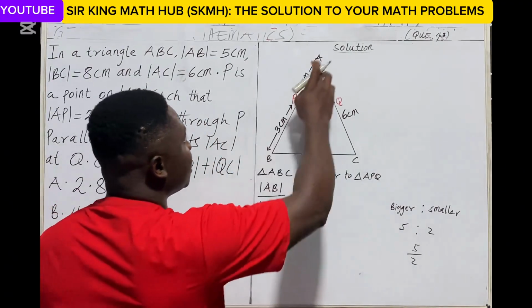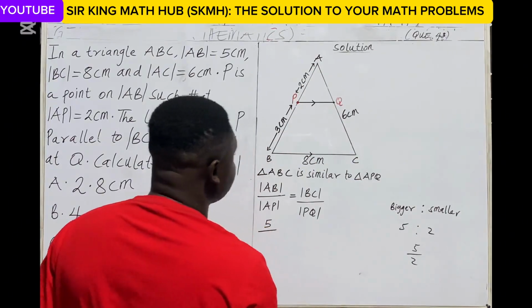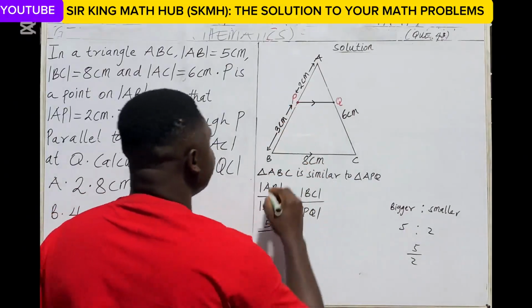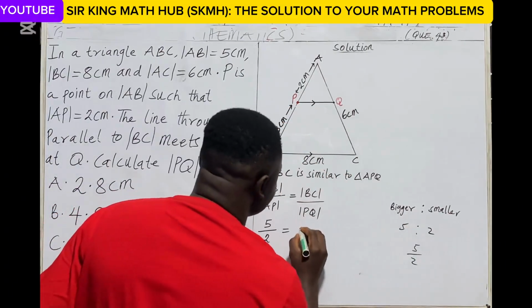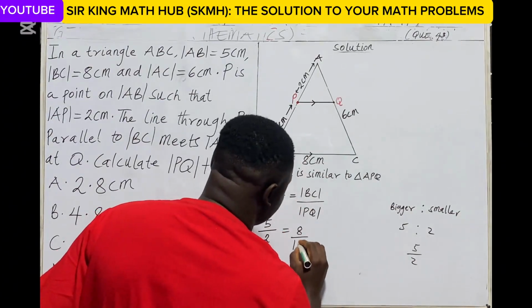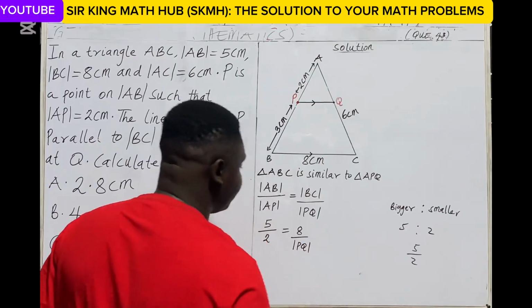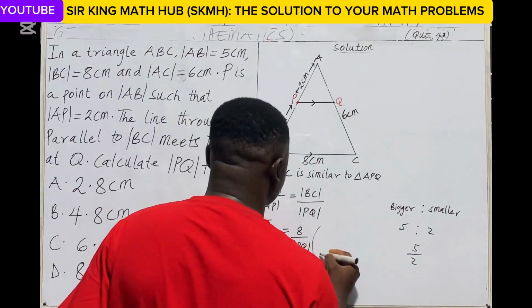What is the length of line AB? Line AB measures 5 centimeters. Line AP measures 2 centimeters. Line BC measures 8 centimeters. And line PQ, that is what we are looking for. So to calculate the length of PQ, we can do the cross multiplication.